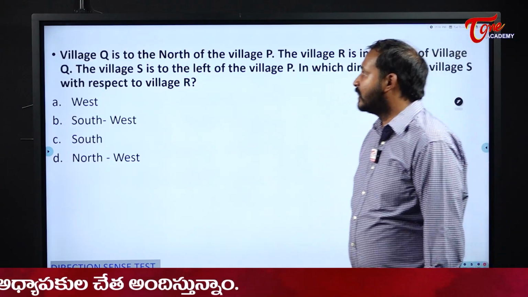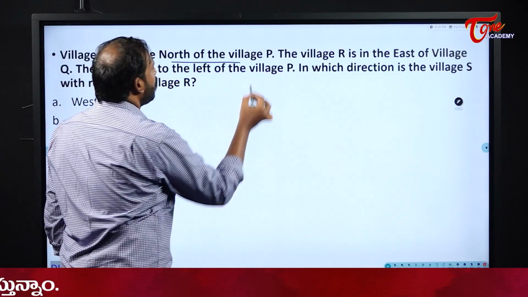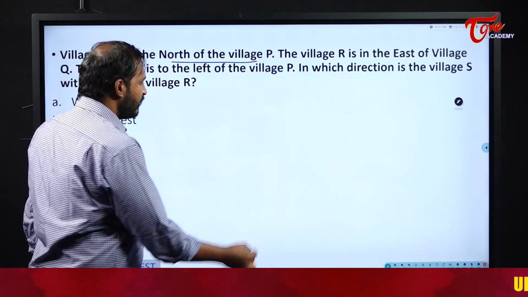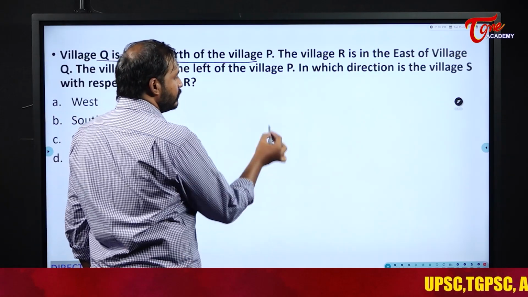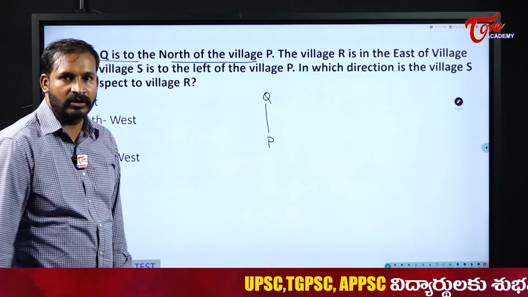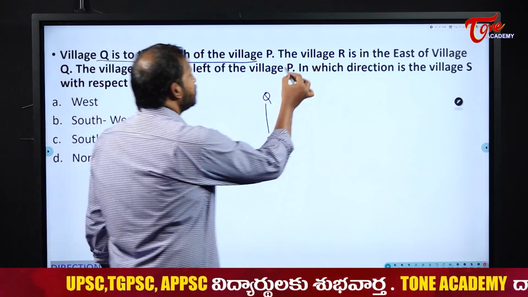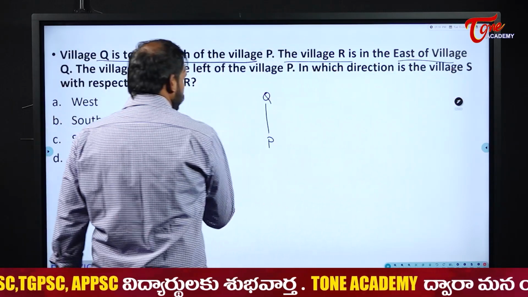Village Q is to the north of village P. If I have village P here, Q is to the north of P. So, these two are in a straight line. I told you north, south, east and west means they will be in a straight line. Next, the village R is in the east of village Q.